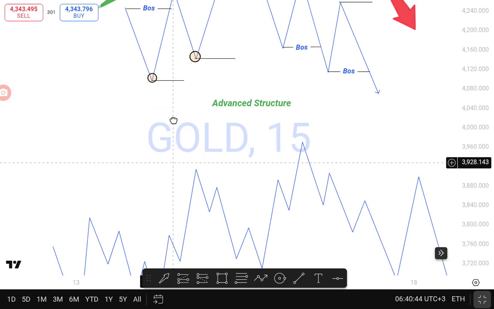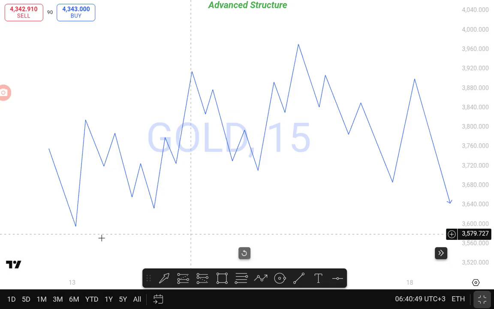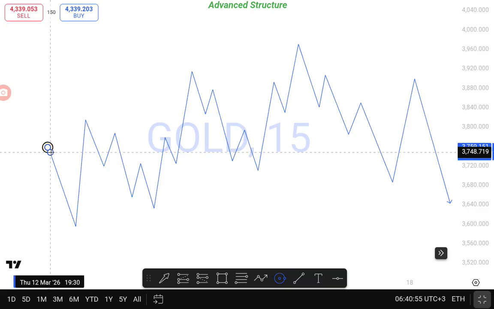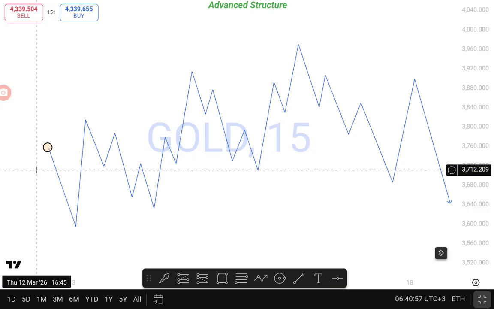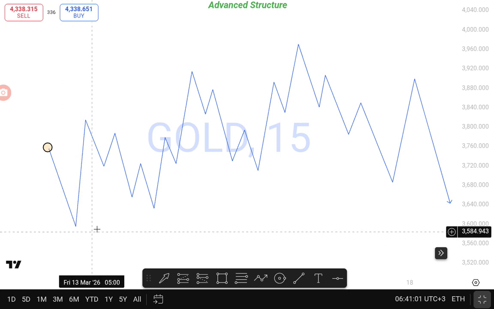We're going to go to the live chart and see how it appears. This is it. So let's start from this point, this is our high. Price came here and it turned. So turning points are what we call swings.